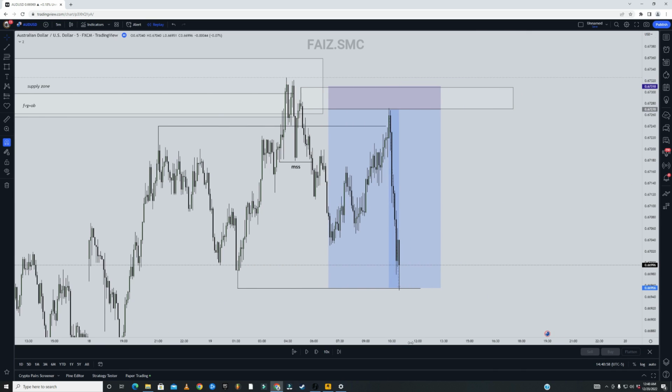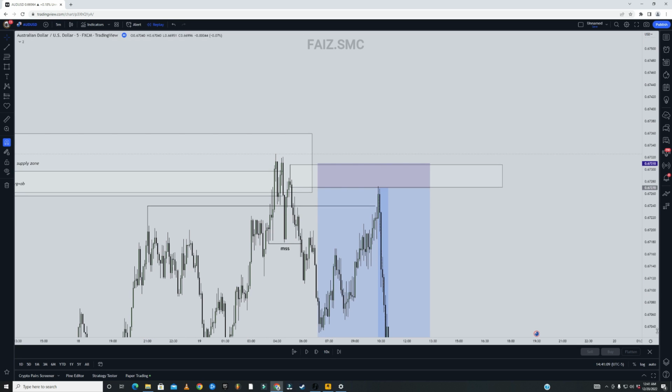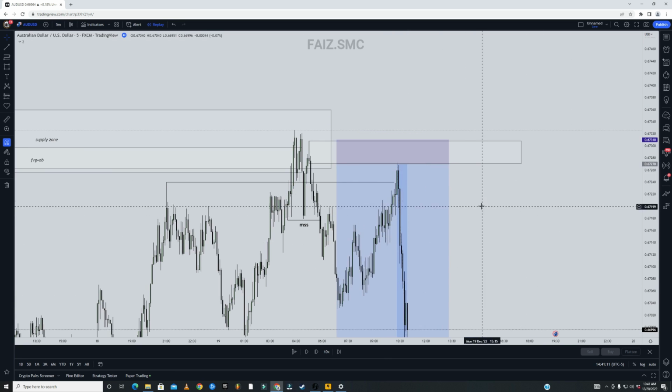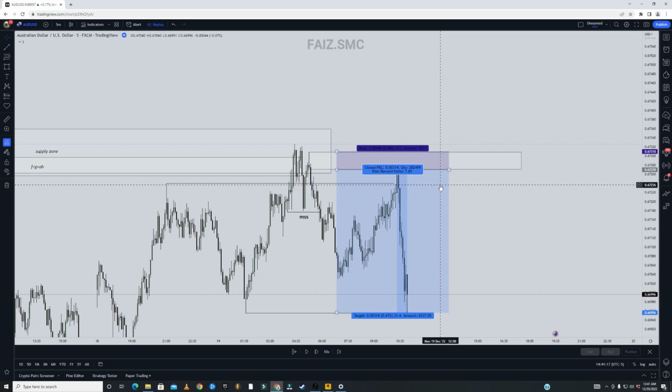So you can see that we had a market structure shift, we had an order block here, and price literally tapped into it. Look at the precision. There are some people who say ICT concepts don't work. I mean, explain this. Look at this precision. It's just not a scam. It really does work. So I will give you guys another example.